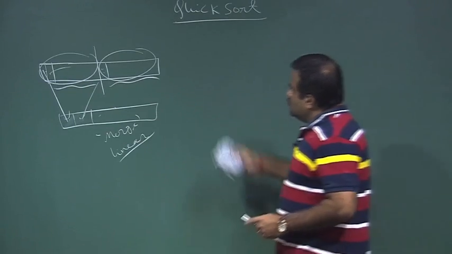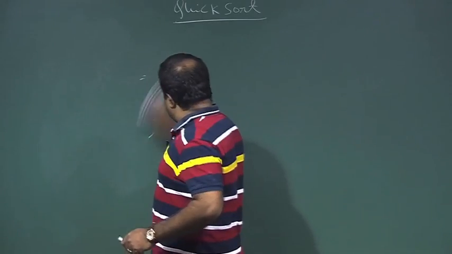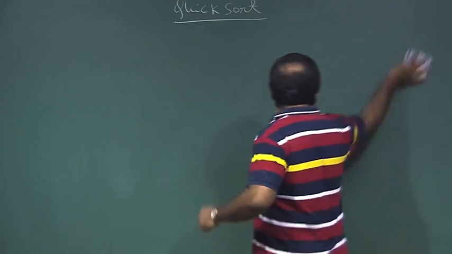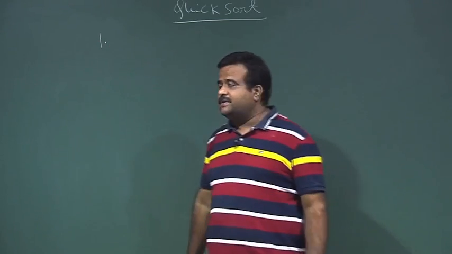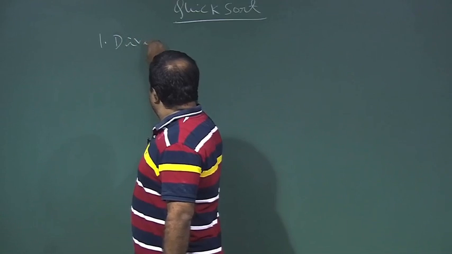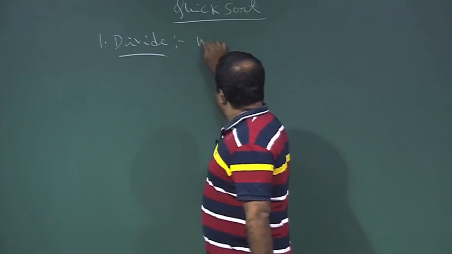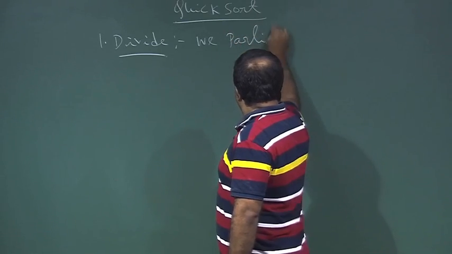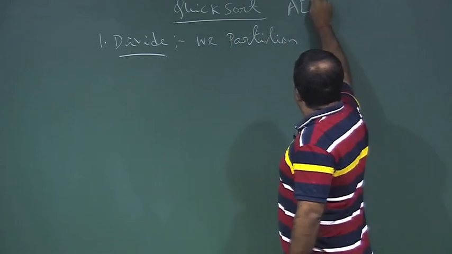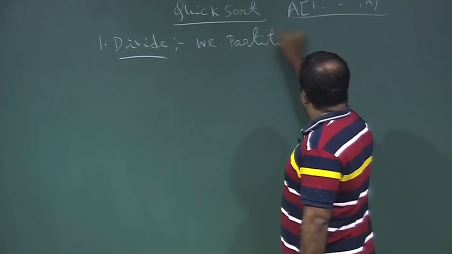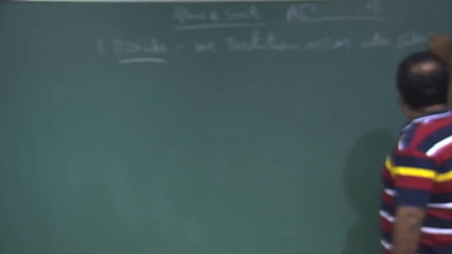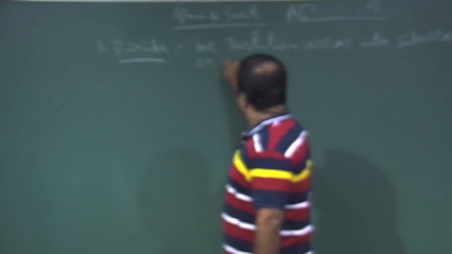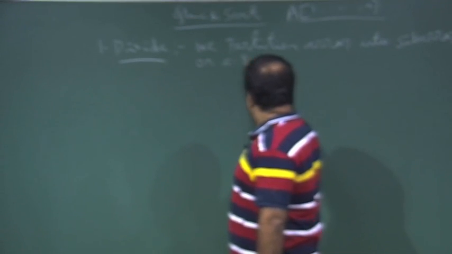Now we talk about QuickSort, which is an in-place sorting algorithm and which is also a divide and conquer technique. The first step is the divide step. In the divide step, basically, we partition the array. We are given an array of size n initially, and we partition the array into two subarrays based on a pivot element x.